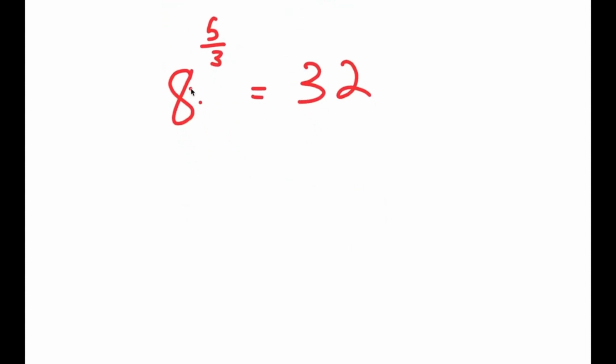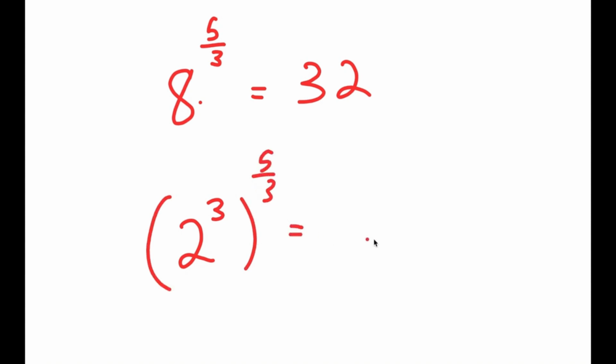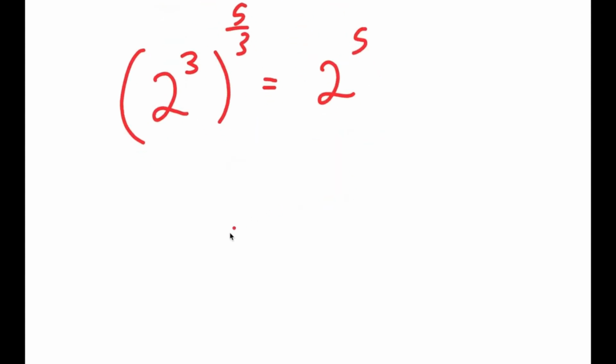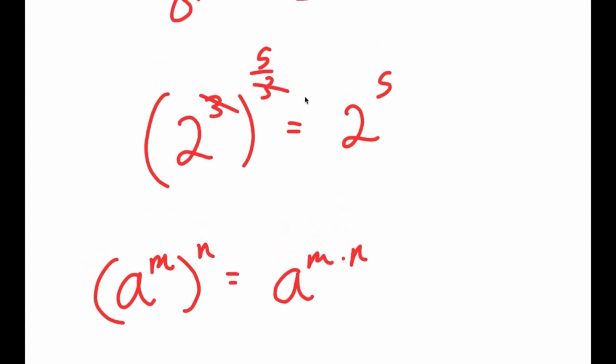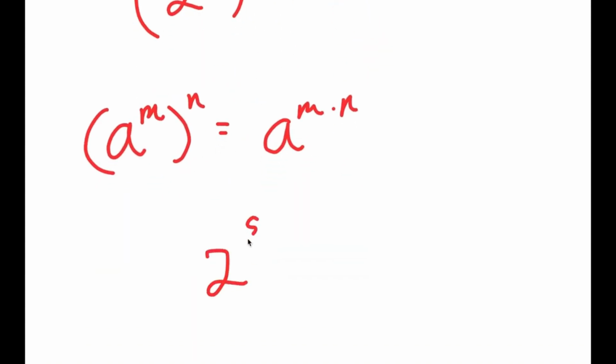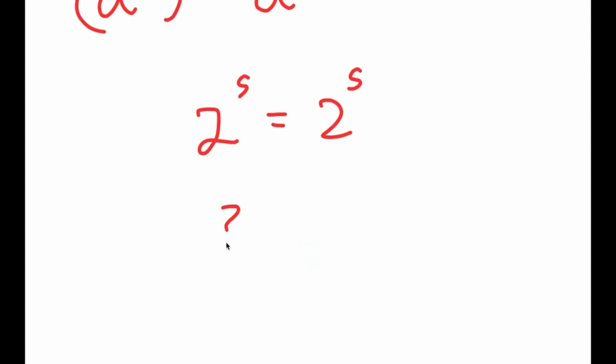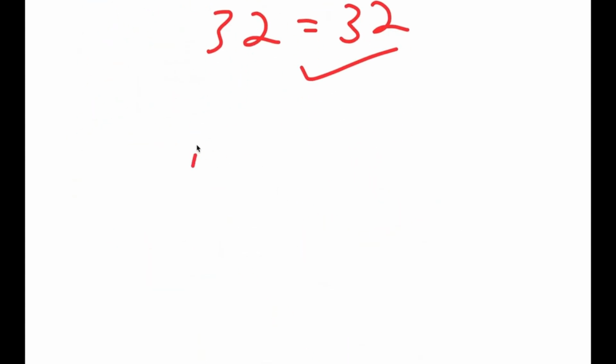Now, 8 is the same thing as 2 to the power of 3. So I get 2 to the power of 3 to the power of 5 over 3 is equal to 32, which is the same thing as 2 to the power of 5. And if I have something in the form a to the power of m to the power of n, this is equal to a to the power of m times n. So these two 3's cancel out, and I get 2 to the power 5 is equal to 2 to the power 5, or this is the same thing as 32 is equal to 32. This is right.